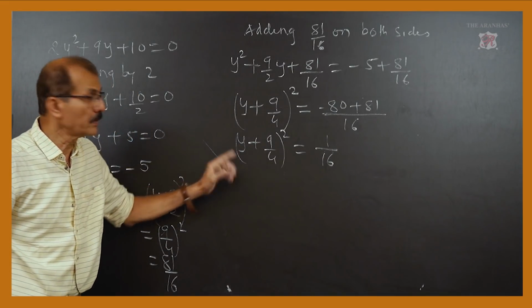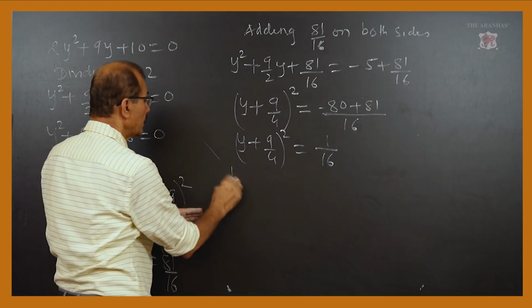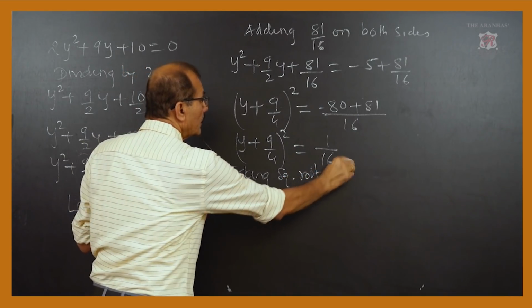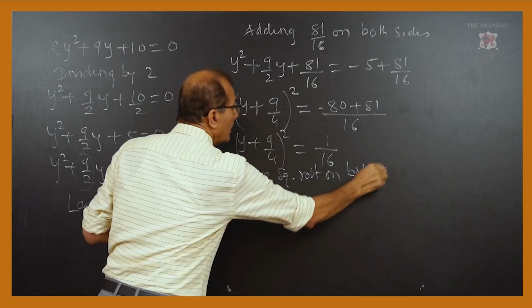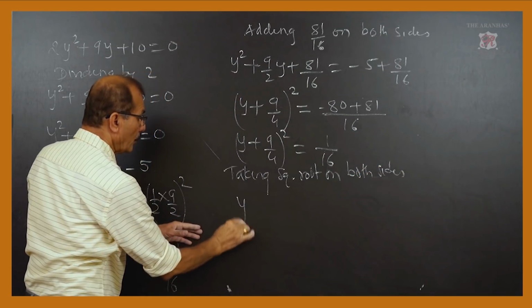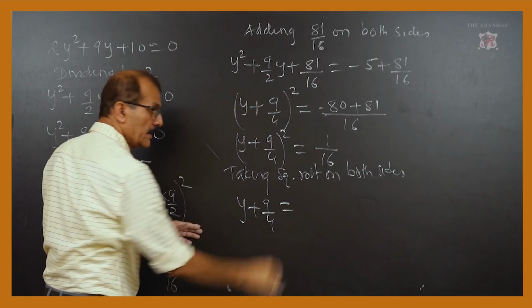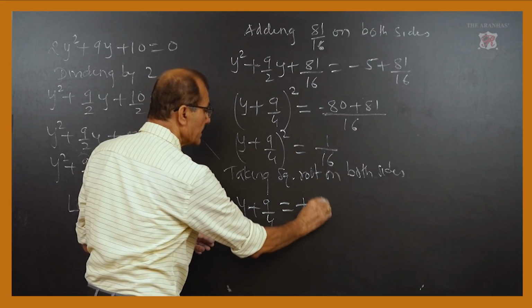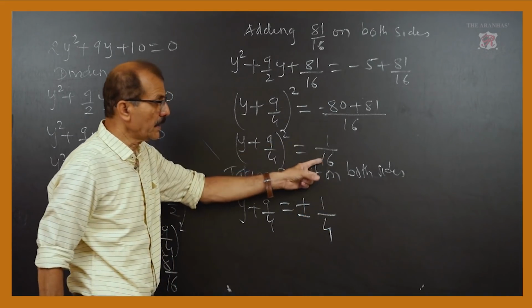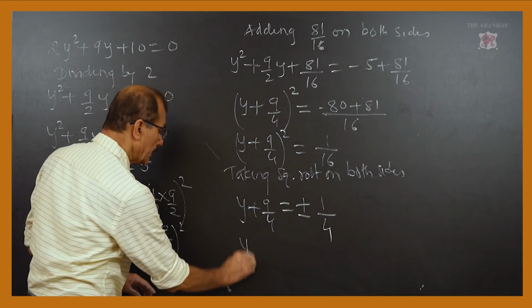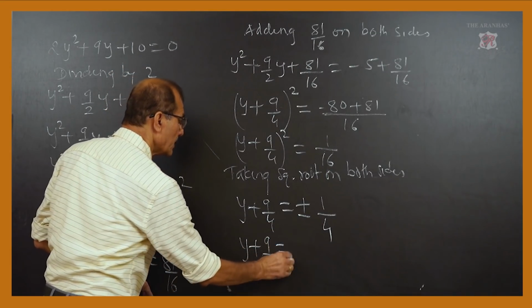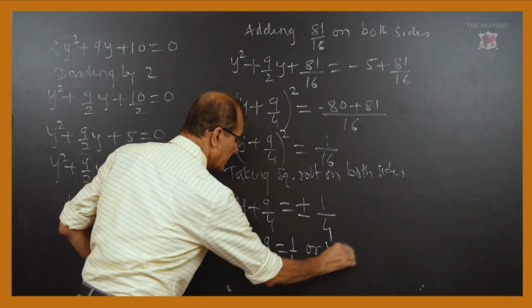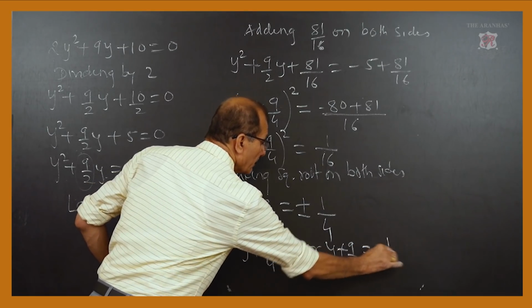After that, you have to take the square root on both the sides. So, taking square root on both sides, you get y plus 9 upon 4 equals to, whenever you are taking square root, you have to take plus minus 1 upon 4. 1 upon 16 ka root is 1 upon 4. So, you get y plus 9 upon 4 is equals to 1 by 4, or y plus 9 by 4 is equals to minus 1 by 4.